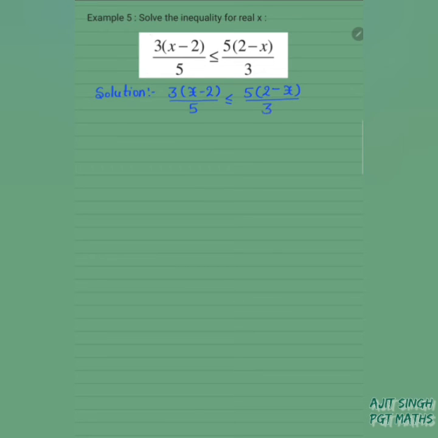First of all, cross multiplication. The denominator of the right side will multiply to the numerator of the left side: 3 3s are 9 into x minus 2. Similarly, the denominator of the left side will multiply with the numerator of the right side: 5 5s are 25 into 2 minus x. So this inequality now becomes same as example number 4.